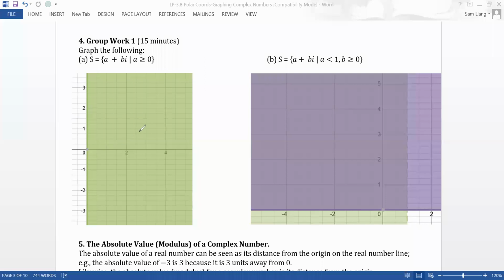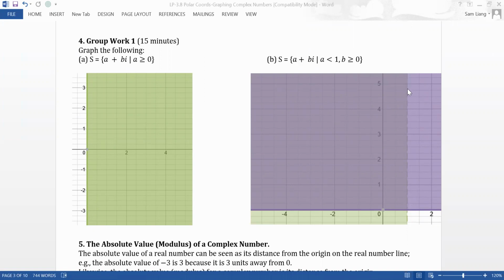So that's part A. For part B, this one has two conditions. So here we have the set of complex numbers such that a is less than 1 and b is greater than or equal to 0. Okay, so let's break this down into two steps. So first we're going to have a is less than 1. So that's this green part here. These graphs are from Desmos, by the way.